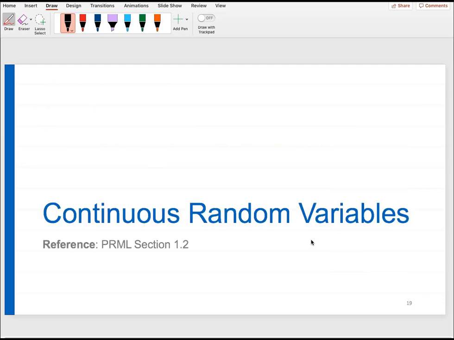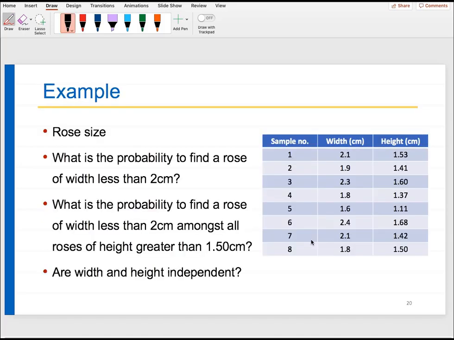Now, continuous random variables. You may not only get discrete variables, you may also get continuous variables. For example, size of the roses, size of Jasmine, like the width of the roses, height of Jasmine. So they do not have discrete values. How do you find probabilities for these? Let's say, what is the probability to find a rose of width less than 2 centimeters? What is the probability to find a rose which has a width less than 2 centimeters?